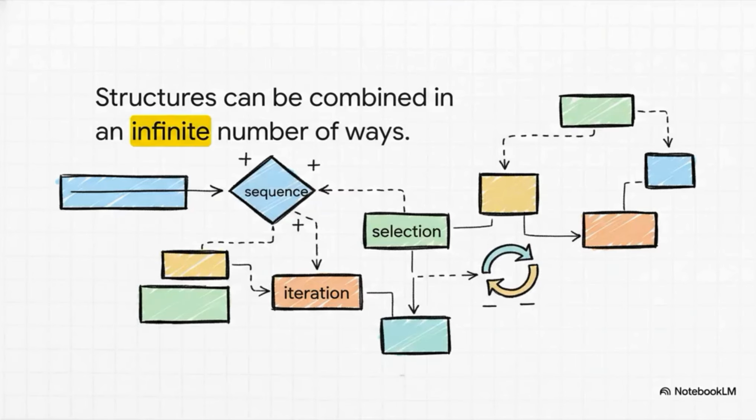And that's because you can combine them in any way you want. You can put a choice inside of a loop. You can have a sequence of steps that leads to a decision, which then kicks off another loop. This whole process of attaching them end to end is called stacking, and it's what allows these 3 simple rules to create literally infinite complexity.